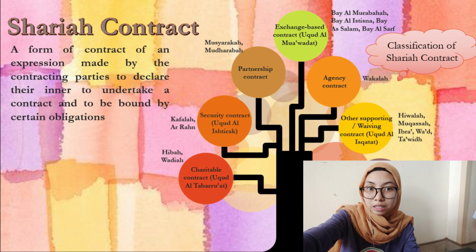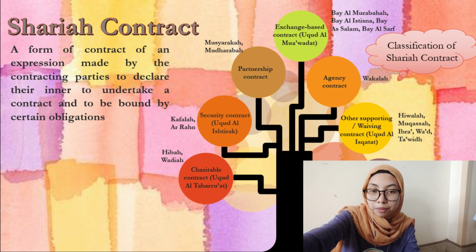Last but not least is another supporting contract, also known as waiver contract, or uqud al-isqatat. Waiver of contract is also referred to as giving up a contract right by one party. It can be in many ways, such as hiwalah, muqasah, ibra, and ta'wid.